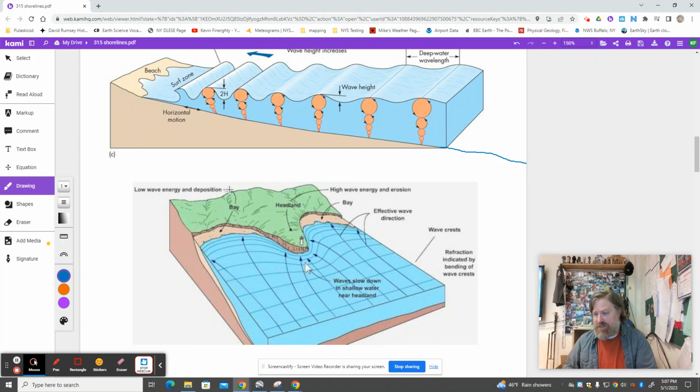Which I think we talked about back when we did rivers, right? If water speeds up and it has more energy, it's capable of carrying larger particles. That's what erosion is. If it slows down, it's going to drop those particles off. That's what deposition is. That's going to be what builds your beach.